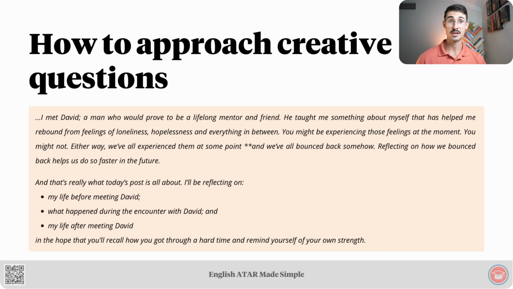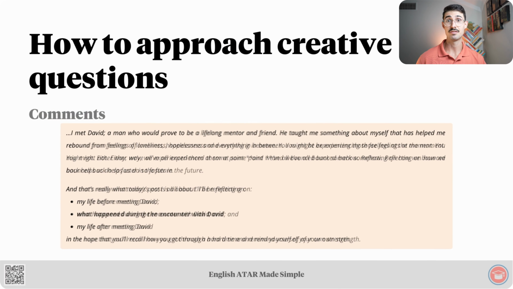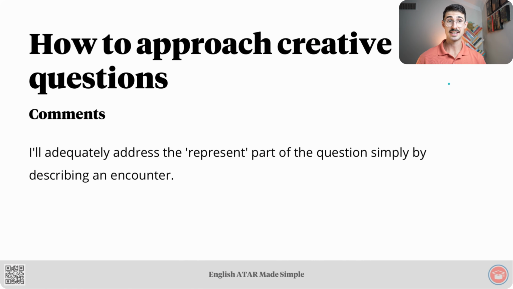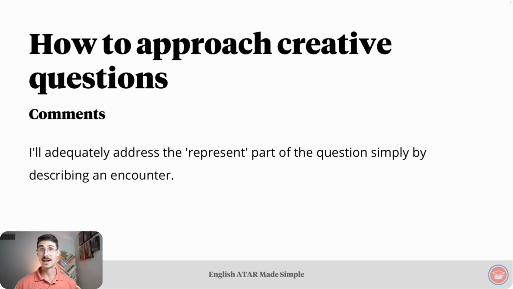How does this excerpt tackle or address those main parts of the question? In short, I'll be addressing the represent part of the question when I discuss what happened during the encounter with David. Really, what I'm saying here is that I will adequately address the represent part of the question simply by describing an encounter. The main focus of the question, the piggybacker, is an encounter. The secondary focus of the question, the piggybackee, is represent. I will be sufficiently representing an encounter simply by describing it in this interpretive text, which is a blog post.